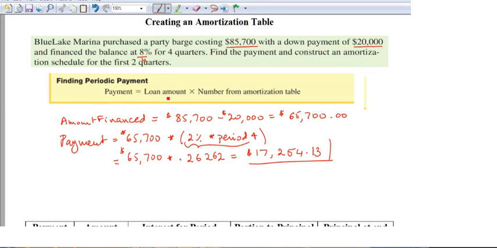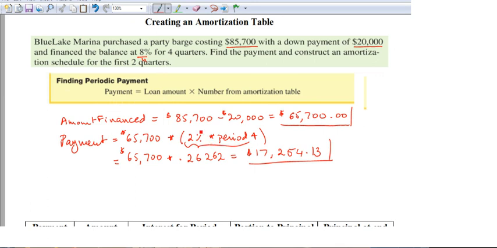So we know that the payment is the loan amount times the number from the table. The amount financed, that's the first thing we need, is the difference between the cost and the down payment. We found it to be $65,700. Now, to find the periodic payment, we take the amount that was financed, or the loan, $65,700, and multiply it by the number from the table.